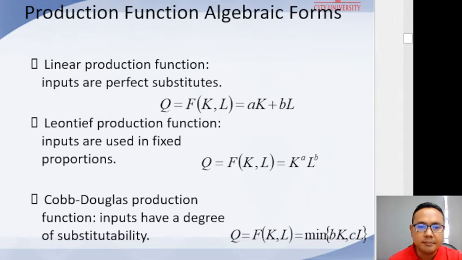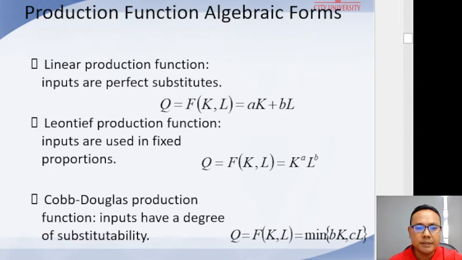We begin with the most simple production function, a linear function of the input. In a linear production function, inputs are perfect substitutes, as you can see from here. Q equals F(K, L) equals AK plus BL, where A and B are constants. With a linear production function, inputs are perfect substitutes, so there is a perfect linear relationship between all the inputs and total output.